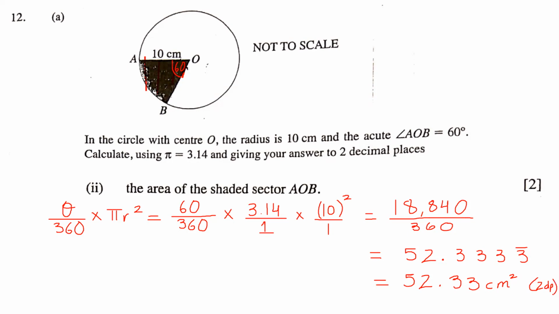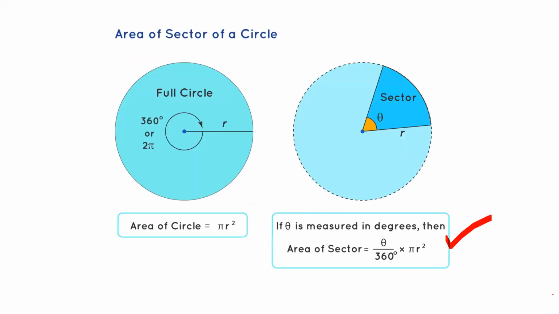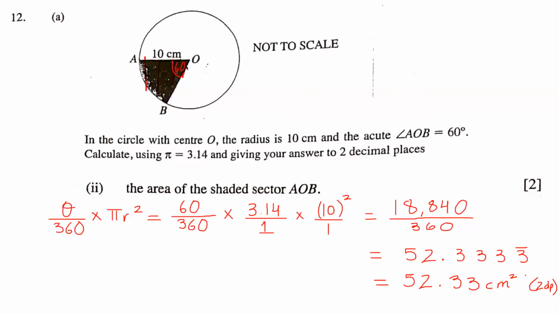Okay, so the correct answer is 52.33, correct to 2 decimal places. Using what formula? Using this formula here: theta over 360 multiplied by pi r squared. And that's what we did here. Theta over 360 multiplied by pi r squared. And that's how we got our number.